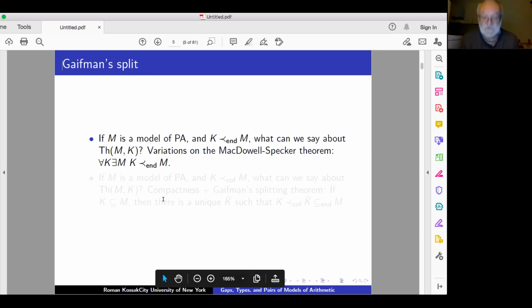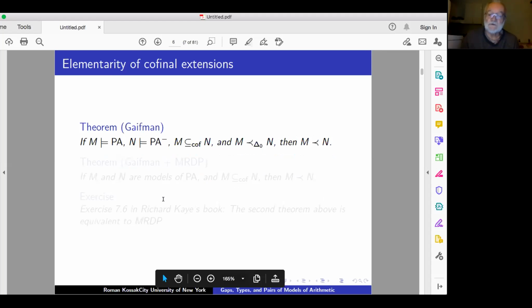Because of the Gaifman splitting theorem, you have those two cases. The first case is end extensions, and these are all kinds of results about elementary end extensions, and that's made possible thanks to the MacDowell-Specker theorem that says every model of PA has an elementary end extension, and there are various techniques and all kinds of things you can say about the kinds of extensions that you're getting.